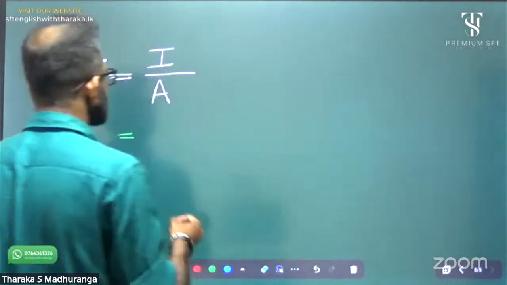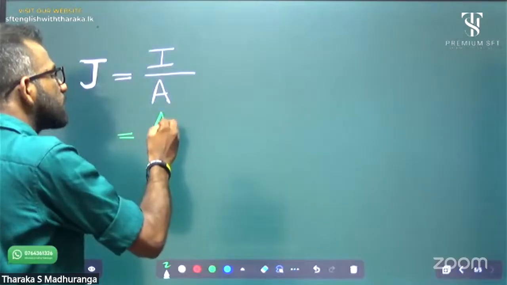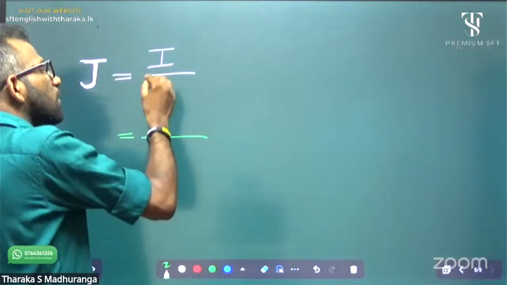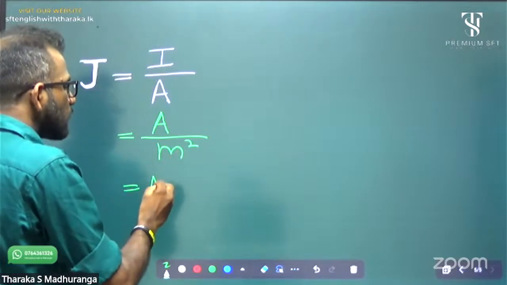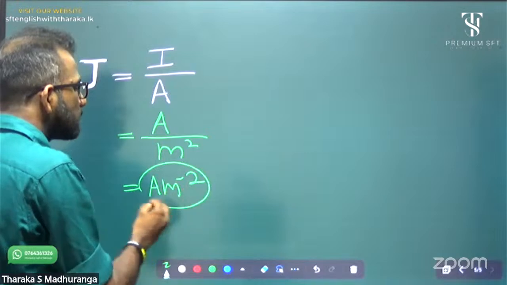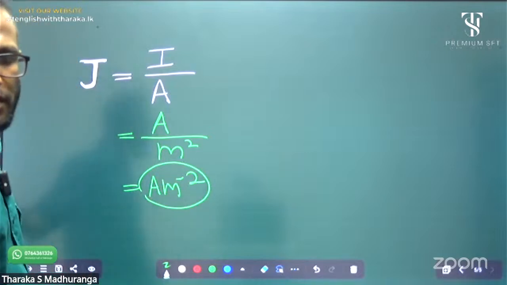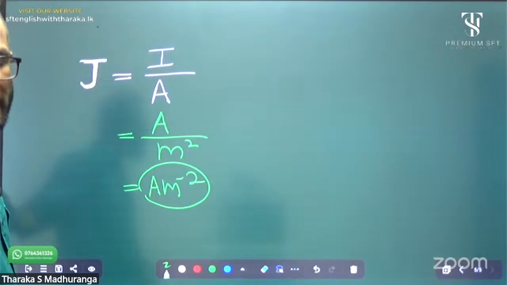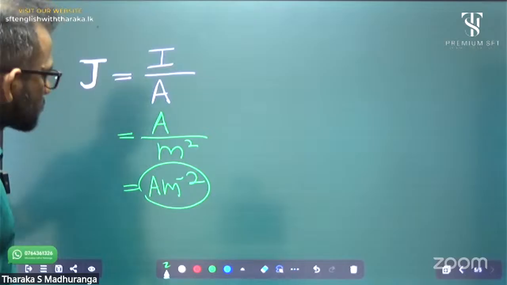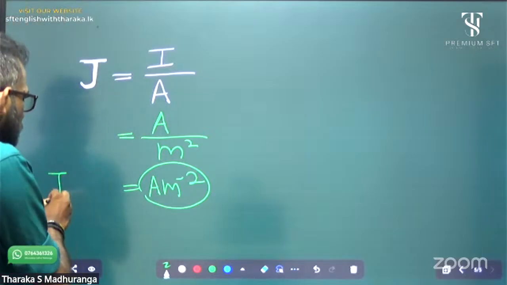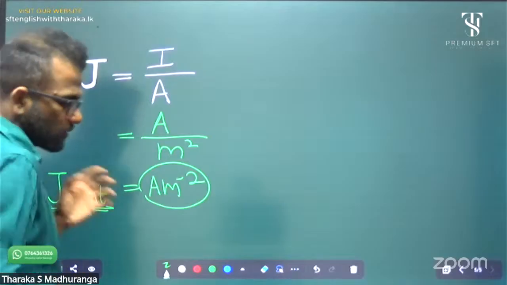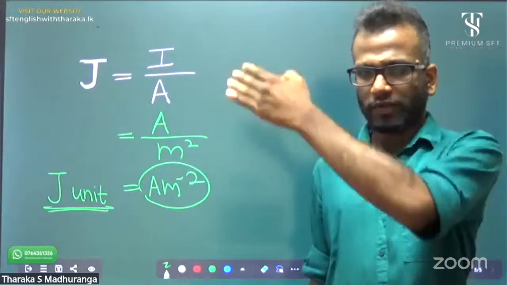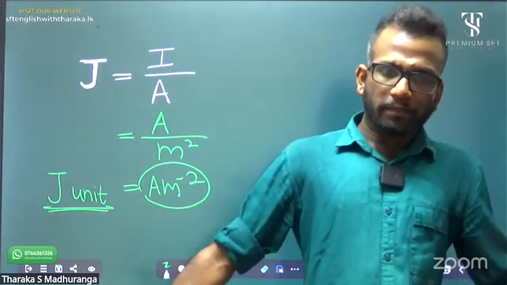Very good. The standard unit of current is ampere, and the standard unit of cross section area is square meter. So the unit is amperes per square meter, A m^-2, or amperes per square centimeter. This is the current density unit. However, it is a very simple equation.